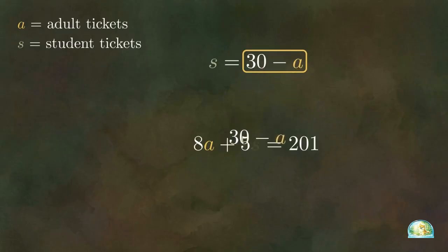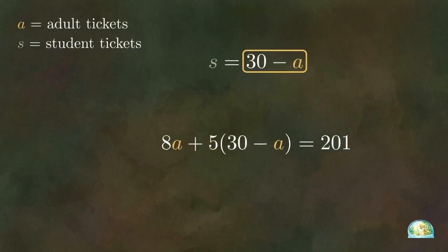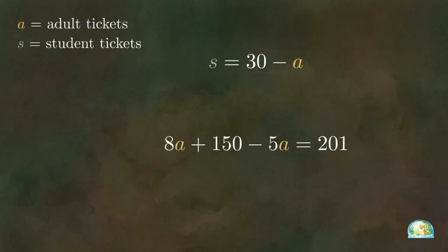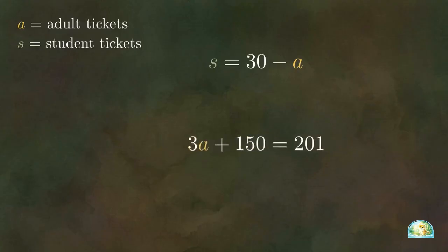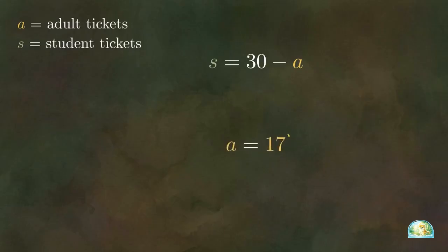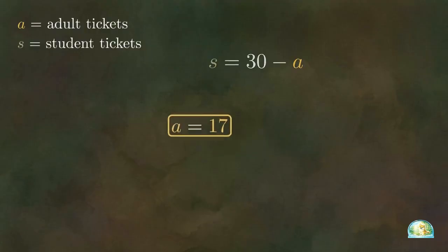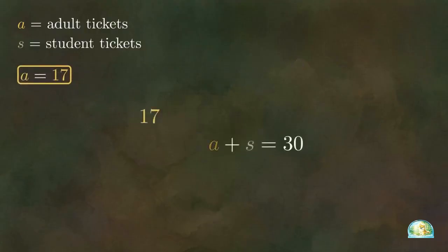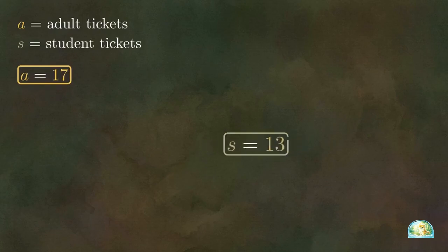Now we can take that expression, 30 minus A, and substitute it in place of S in our second, more complex value equation. From here, we multiply the 5 through the parentheses to get 150 minus 5A. Combine the A terms, subtract 150 from both sides, and divide by 3. We get 17 adult tickets. Plug that 17 back into our first equation, and we find there are 13 student tickets.